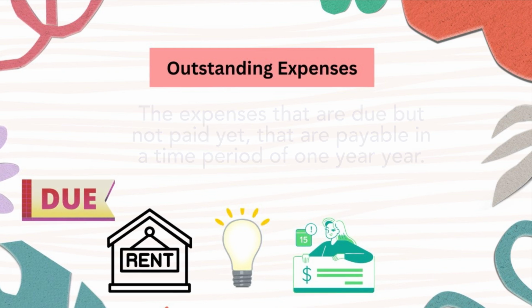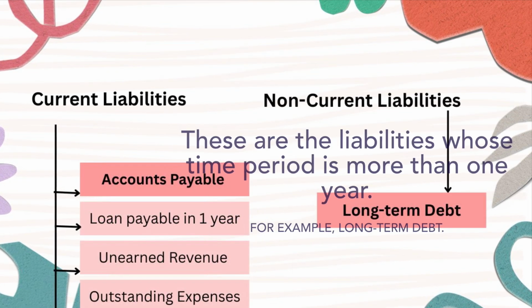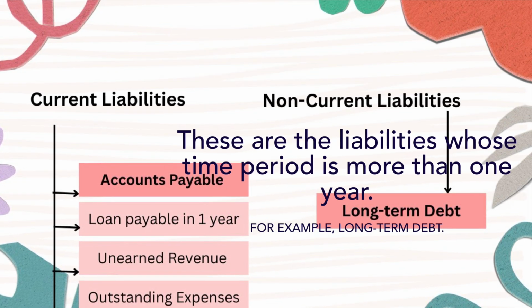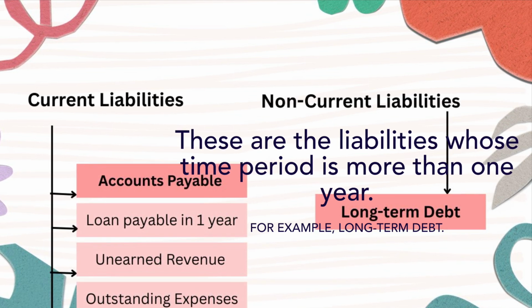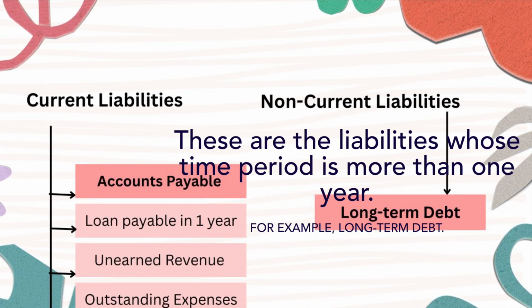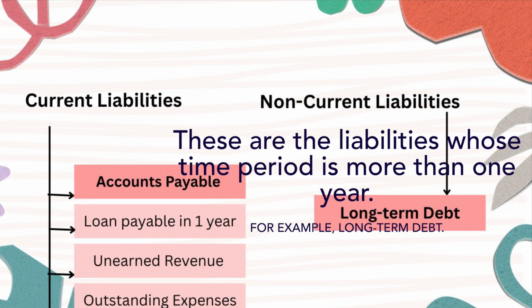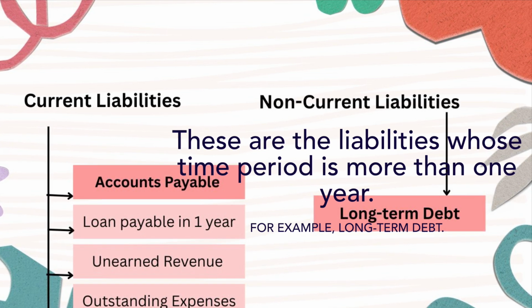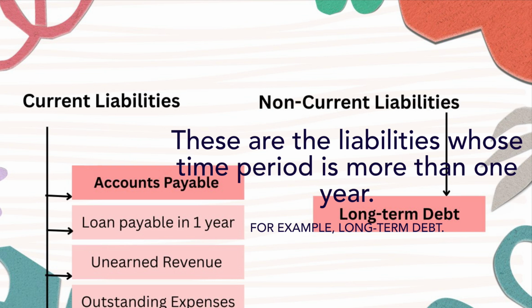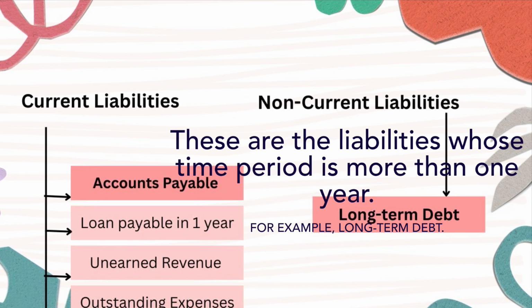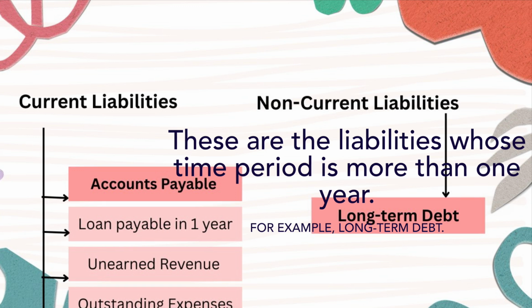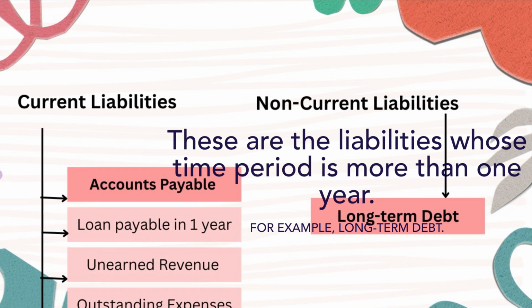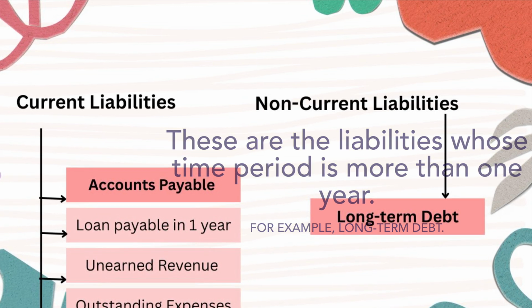The other category of liabilities are non-current liabilities. Now, what are non-current liabilities? These are the liabilities whose time period is more than 1 year, because we will be paying this beyond 1 year, are considered under non-current liabilities. For example, long-term debt. Any long-term loan that a company takes and the money is payable in many years, it covers many years. So this will be considered as non-current liabilities.